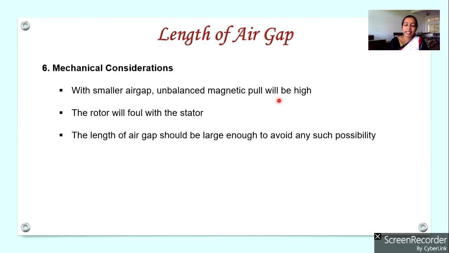So if the air gap is large, we can neglect that eccentricity, and if the air gap is small, that eccentricity cannot be neglected. This leads to a high unbalanced magnetic pull, and it will lead to the fouling of the rotor with respect to the stator. There may be a chance for the rotor to collide with the stator. That is fouling of the rotor with the stator. In order to avoid this, we have to use a larger air gap. So these are the various factors that affect the length of air gap.